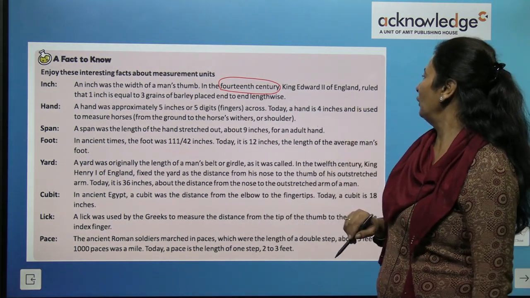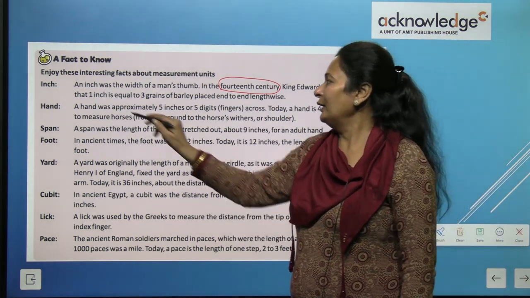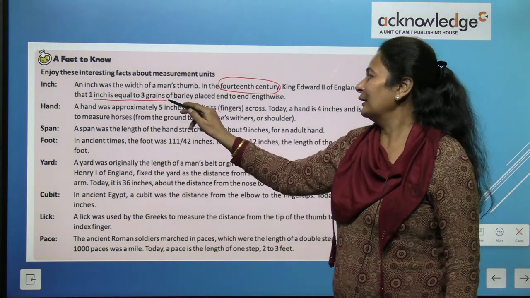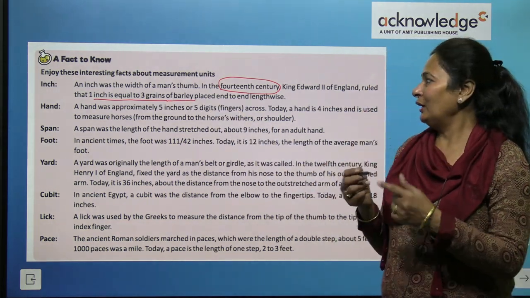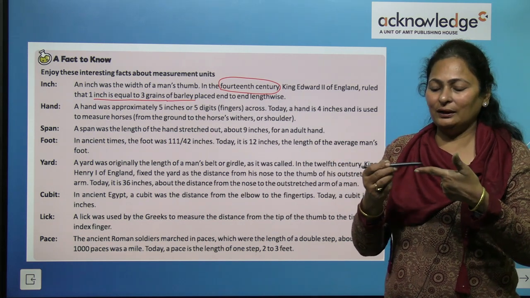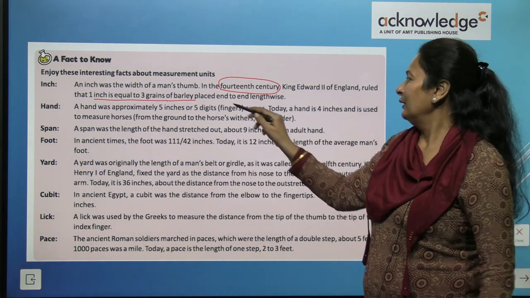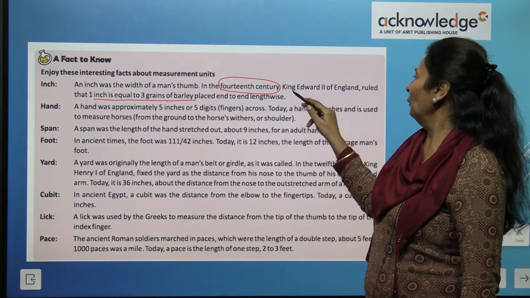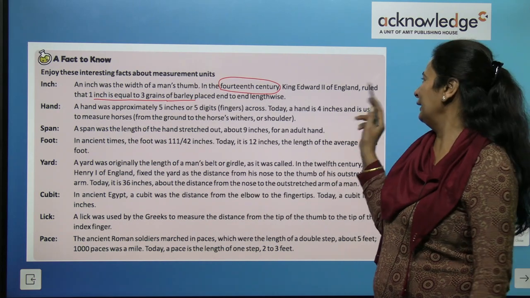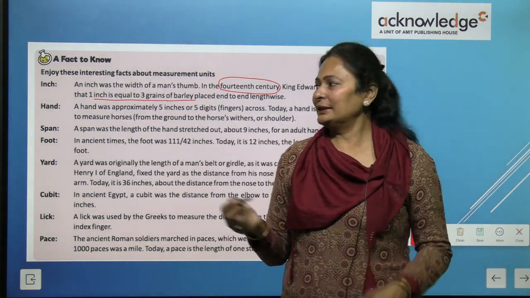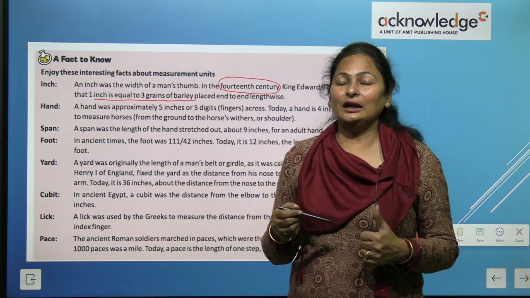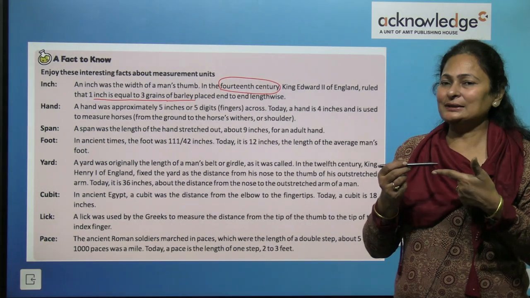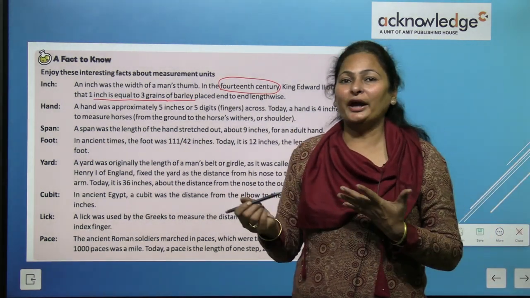King Edward II of England ruled that 1 inch is equal to 3 grains of barley. Barley is jau. So if you put 3 grains in the length, right? So end to end, lengthwise. So he declared, who? King Edward II of England. He ruled, and what he said, that 1 inch is equal to what? 3 grains of barley that are placed lengthwise, end to end.